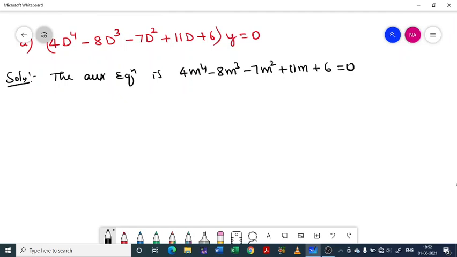How to apply the synthetic division method? That I'll explain now. To apply the synthetic division method to find the root of the given equation, first write just the coefficients of the equation, from higher order to lower order: 4, minus 8, minus 7, 11, 6, and draw two lines.